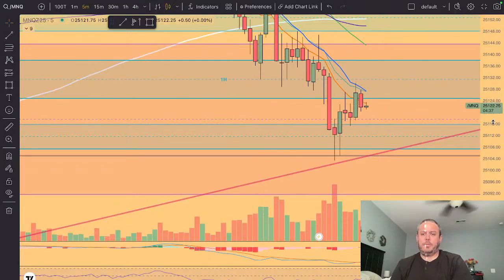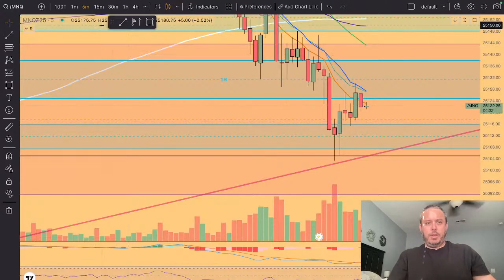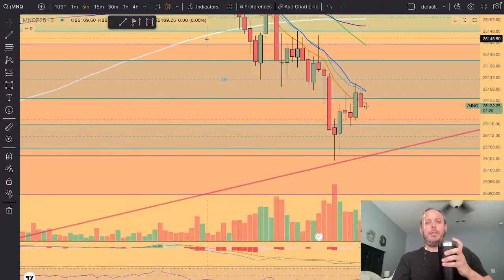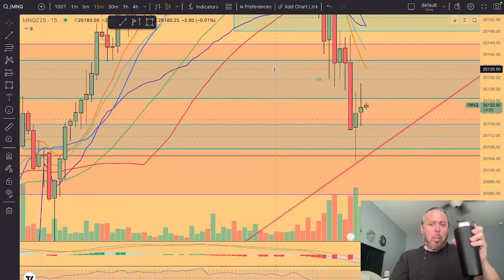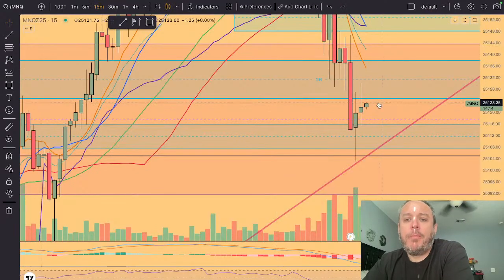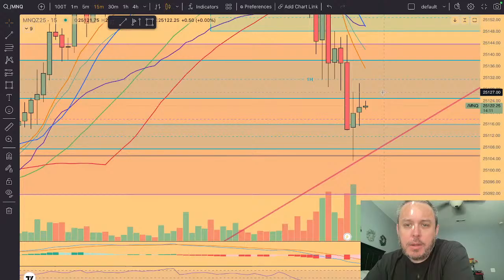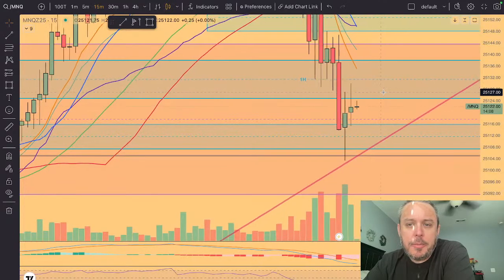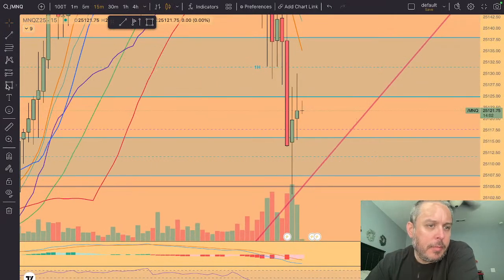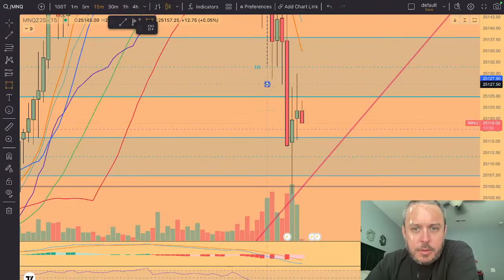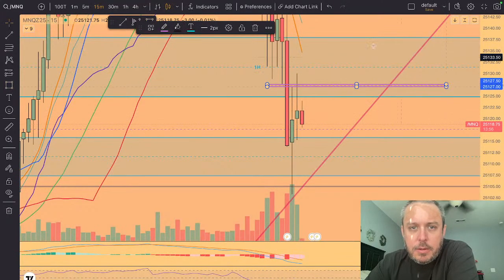What time is it? We got one more 15-minute candle before the open. Or I guess this is the last 15-minute candle. A little bit of a 15-minute gap right here, slightly. Barely. But all gaps are valid, as they say.